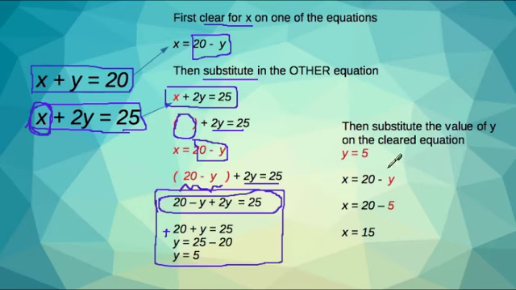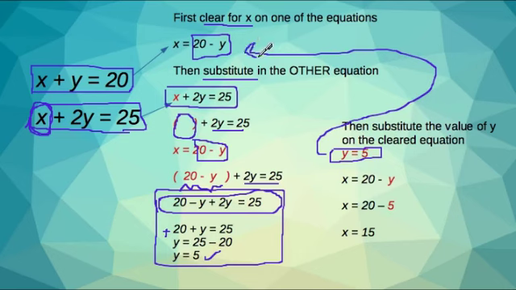So now I get the answer. I got the answer for y, which is y equals 5. Right here. That's the answer. I put it over here again. Now what's going to be next? I got to go back to this other equation. Remember this equation? It says x equals 20 minus y.